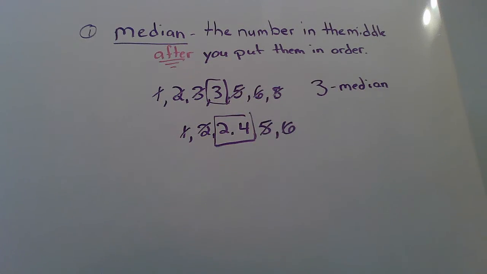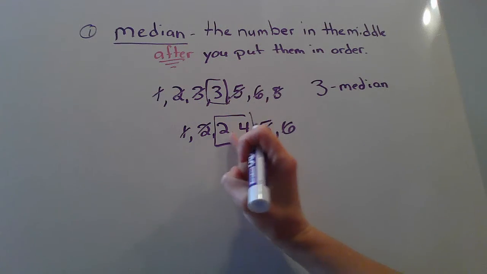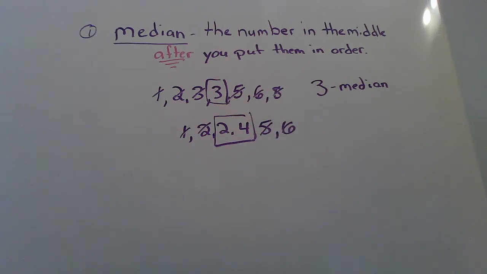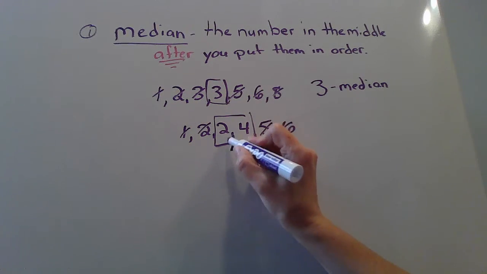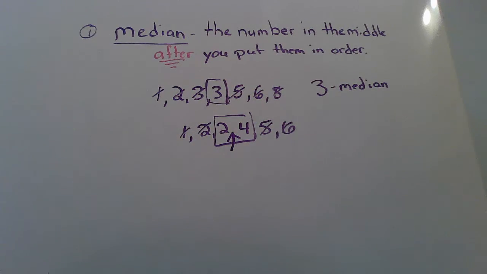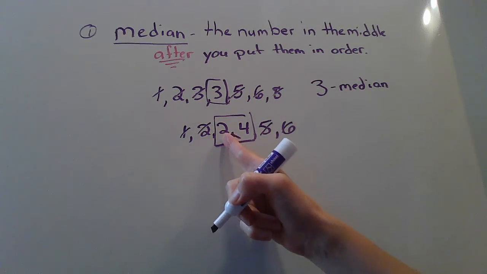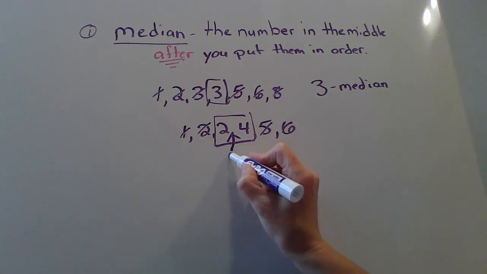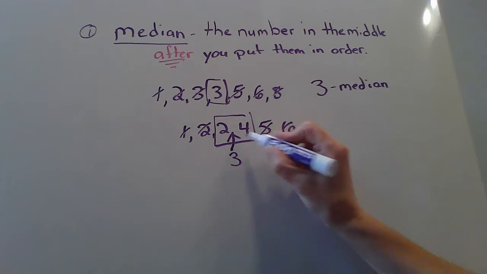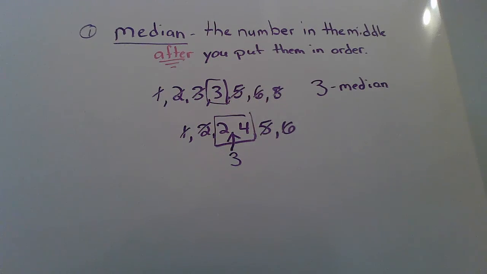You can't have 2 numbers for a median. So if you get stuck with 2 numbers in the middle, you have to pick the number that would go in between them. So this one isn't too bad because we know in between 2 and 4 is 3. So for this one, the median would also be 3.